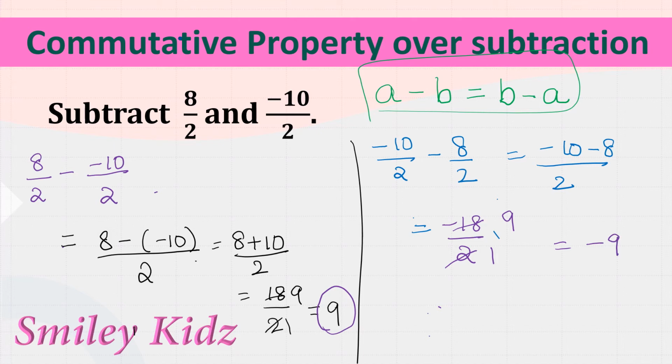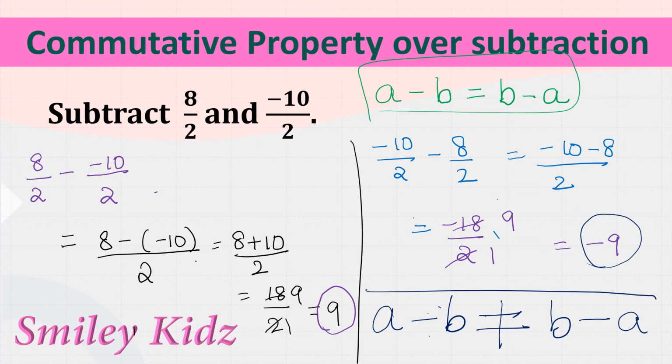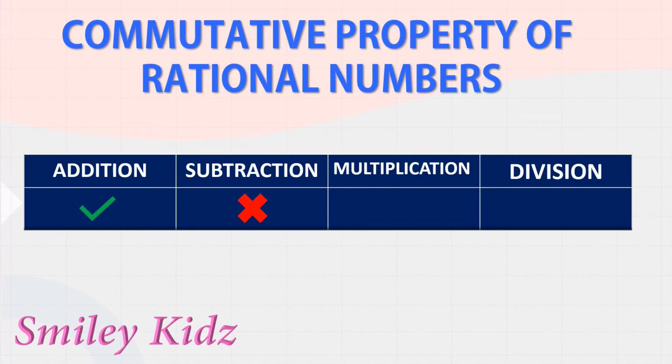So, when we did A minus B, we got the answer as 9. But when we are doing B minus A, we are getting the answer as minus 9. So, here we can conclude that A minus B is not equal to B minus A. So, rational numbers do not satisfy commutative property over subtraction. We have filled the second block as well, that is, rational numbers do not satisfy commutative property over subtraction.